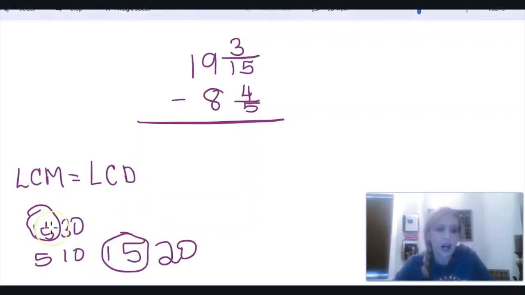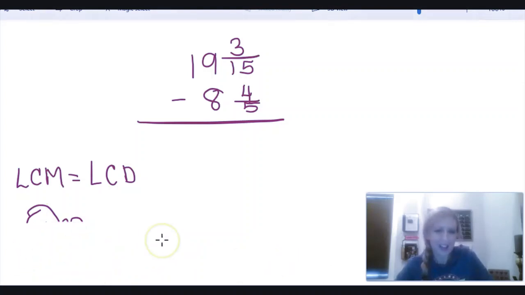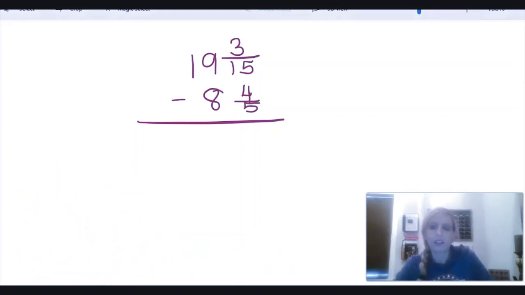So these are the common multiples, the least common multiples, which is also the least common denominator. Does that make sense? Hopefully. Now I'm going to change these into equivalent fractions with the denominator of 15. First I'm just going to bring over the whole number, and 15 is the denominator. This is already 15, so I'm just going to bring the 3 over 15.